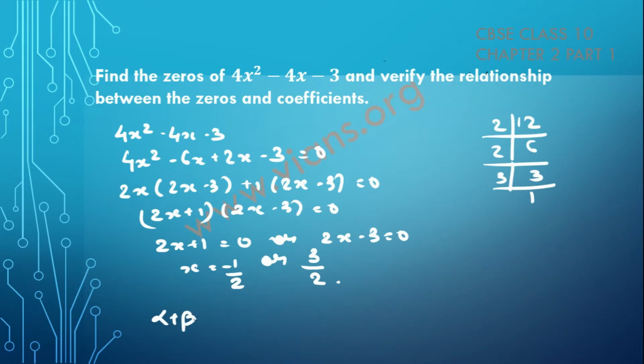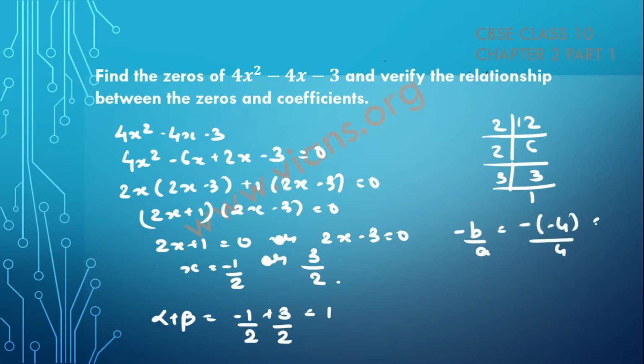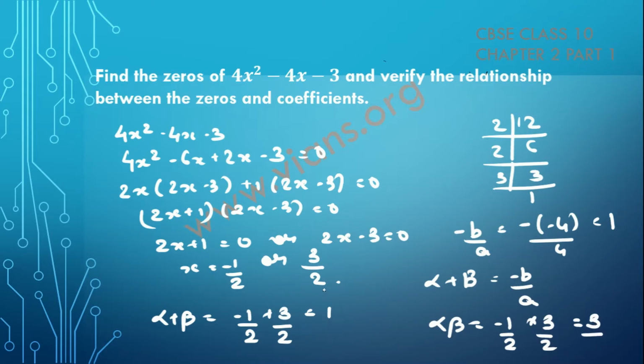Now, alpha + beta = −1/2 + 3/2, which is nothing but 1, because it's going to be 2/2. If I took −b/a, that would be −(−4)/4, that's 1. So alpha + beta = −b/a, proved. Now, alpha beta = −1/2 × 3/2 = −3/4, taking these zeros. And c/a = −3/4. Hence, we can prove that alpha beta = c/a. So that's what we've proved.